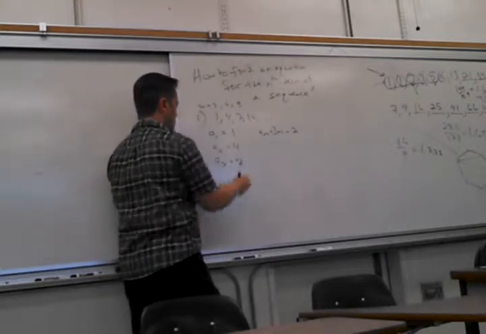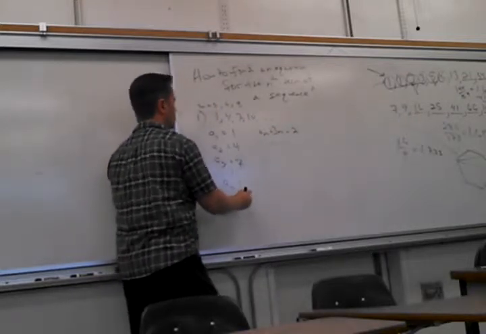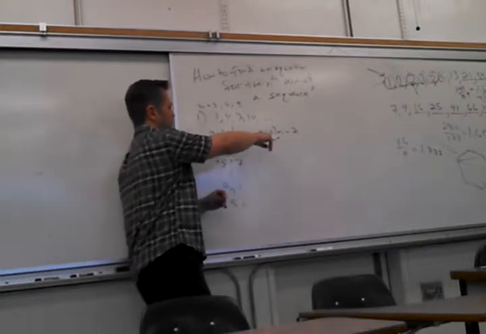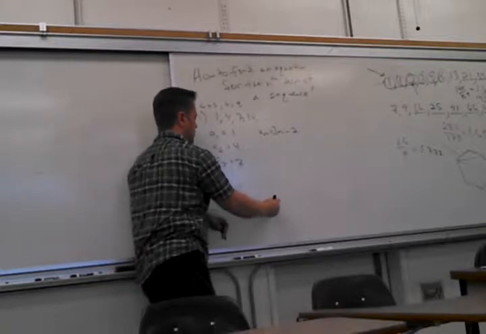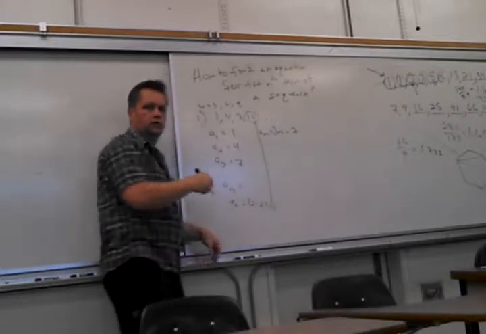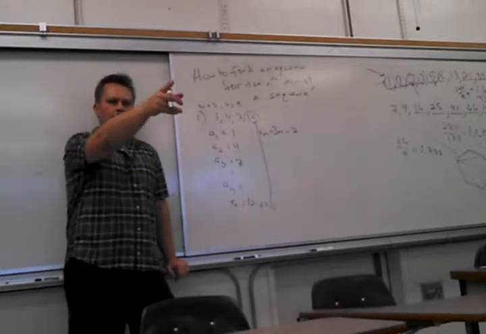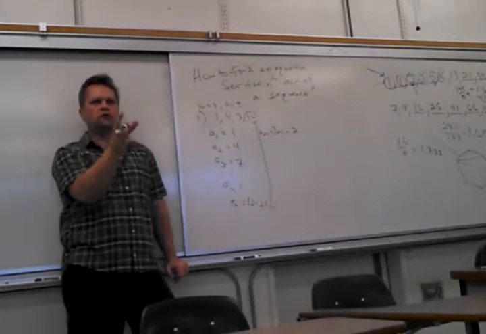Try it. What's A4 supposed to be? 12, minus 2. So A4, if I use this definition, would be 12 minus 2, which is 10, and A4 is 10. Sweet. All right, now let me make it more general.